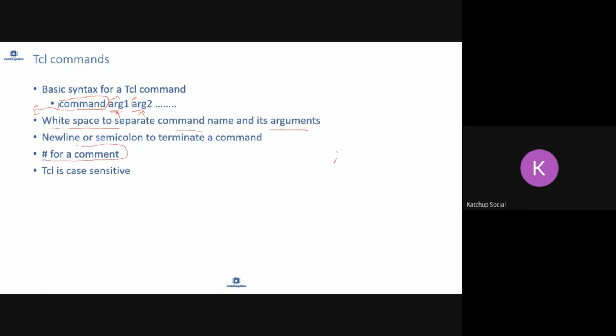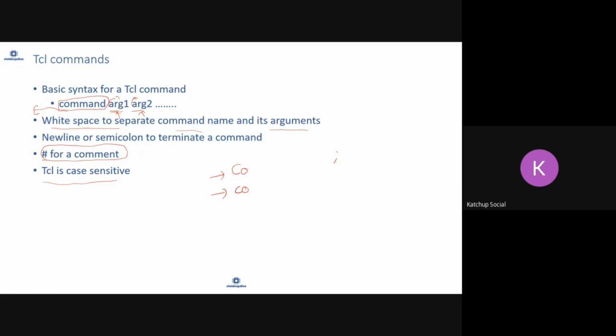Hash is used for a comment, at the beginning of the line or anywhere. Tcl is a case sensitive language, so capital letters and small letters are different. You can create a command name with a capital C, let's say Co, or a small co, and these will be different command names as it's case sensitive. So simple: every data type in Tcl is string. The typical command structure is command name, space, arguments, and the first thing is always the command name.